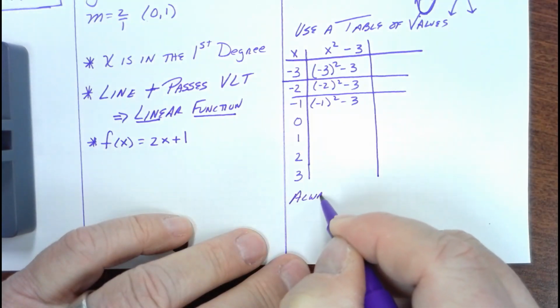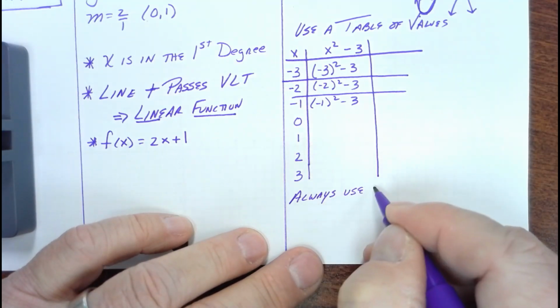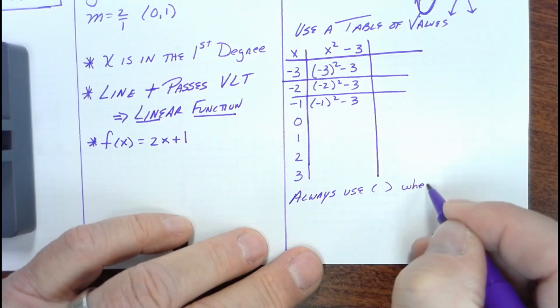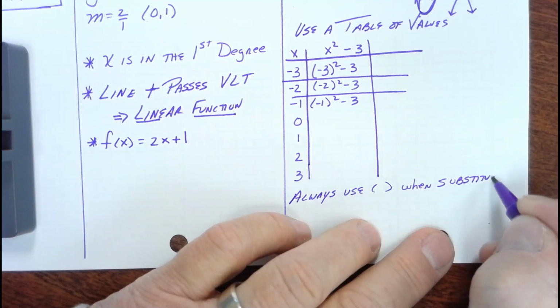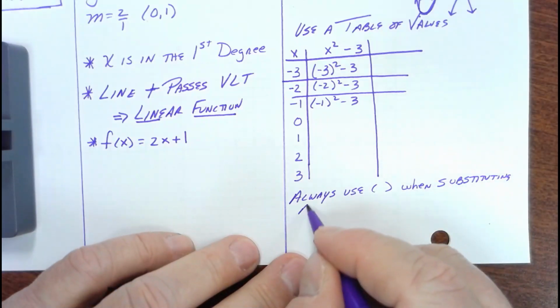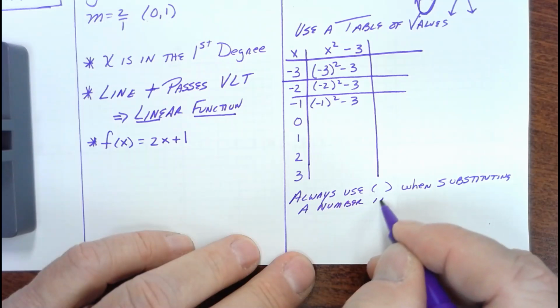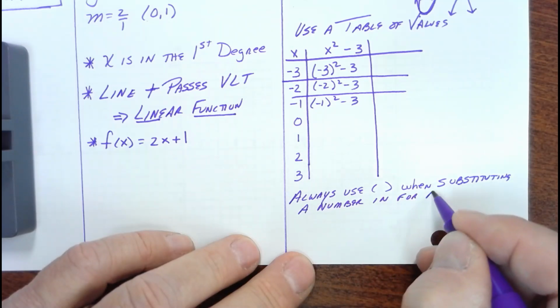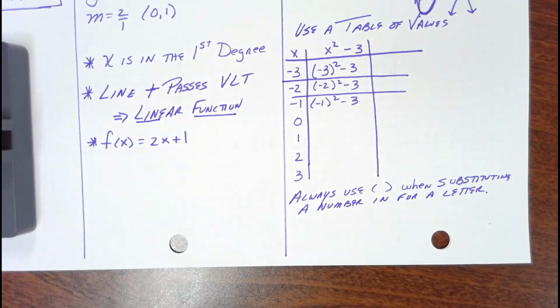Always use parentheses when substituting a number in for a letter. It'll keep you from doing some dumb stuff, and you'll be happy that you did.